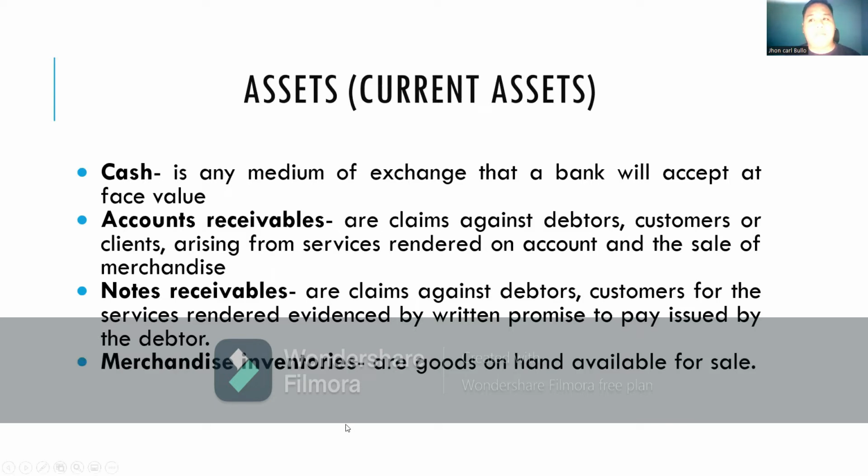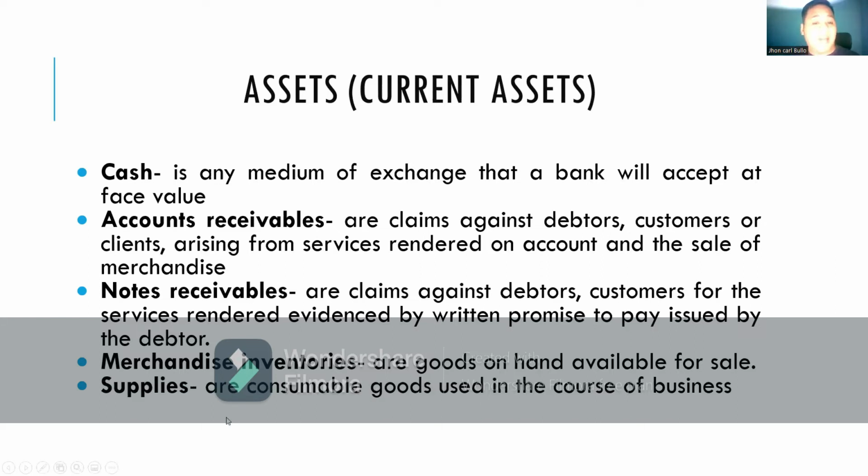And of course, we also have the merchandise inventories. The merchandise inventories are considered your assets because these are the goods on hand available for sale. Meaning these are the products that have a value and which the seller may sell currently or in the future. Supplies are easy to memorize because supplies are defined as the consumable goods used in the course of business.